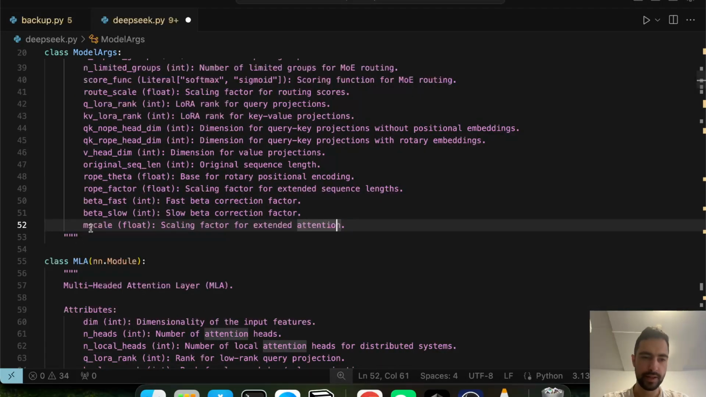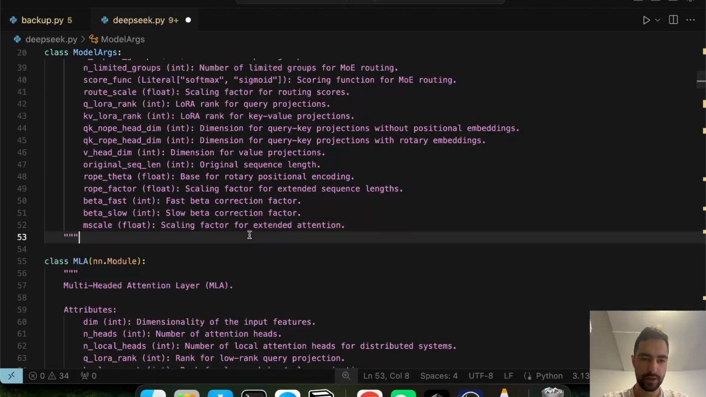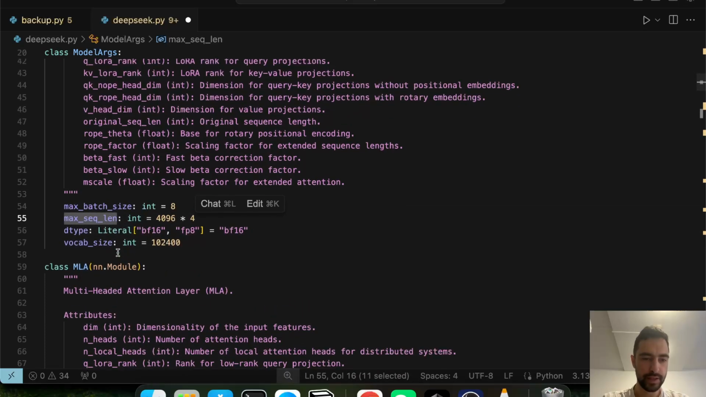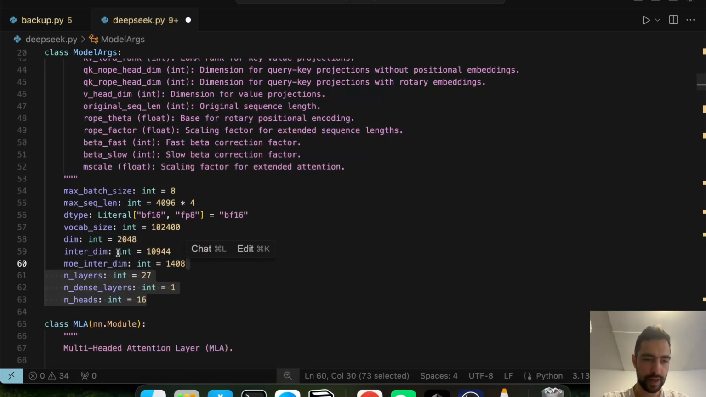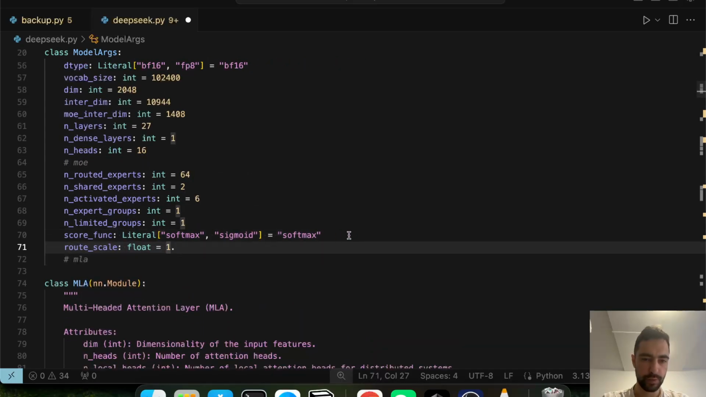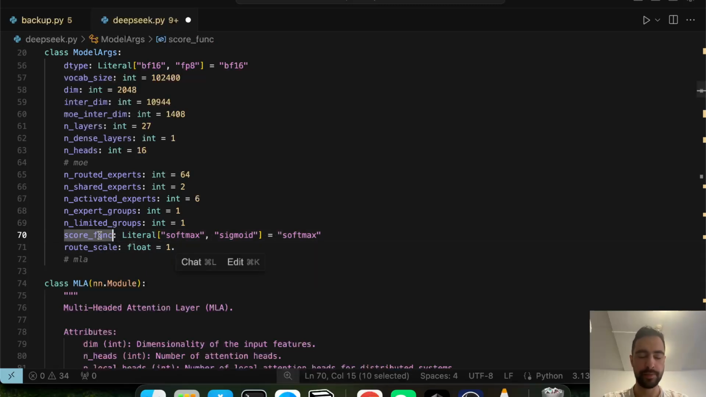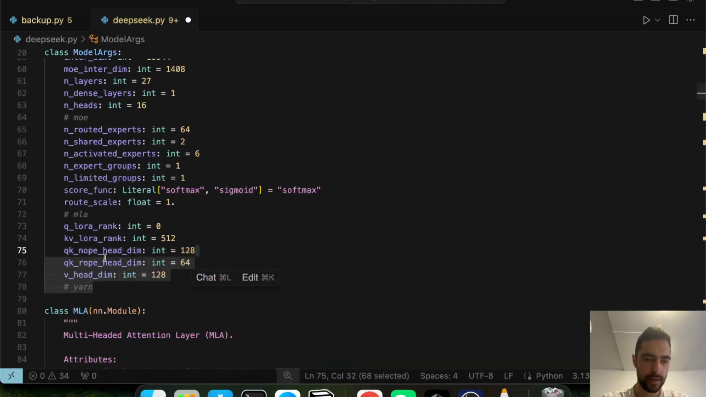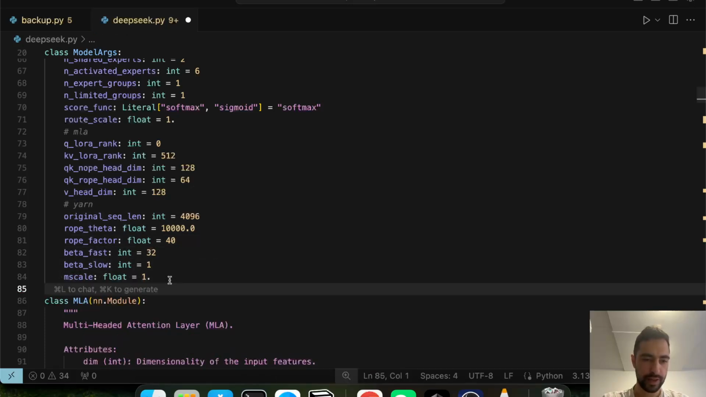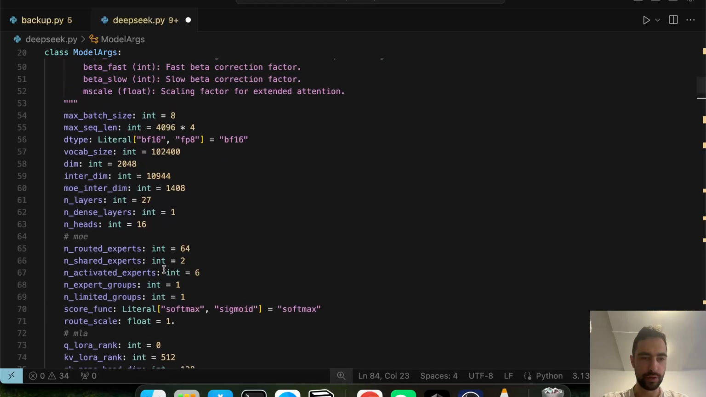M scale is the scaling factor for the extended attention. We just apply all of these, so they are what we already explained. We are going to use softmax for the score function in MOE. This is the score function for the gate. All of this we talked about. Yet another rope extension. Yeah, that's it. I think we all understand all of these parameters.